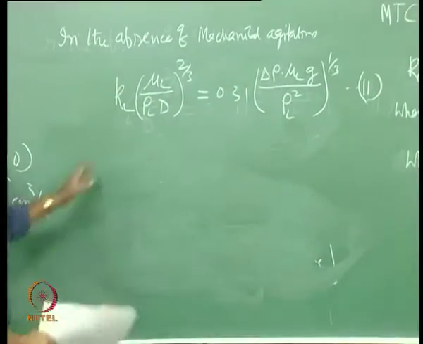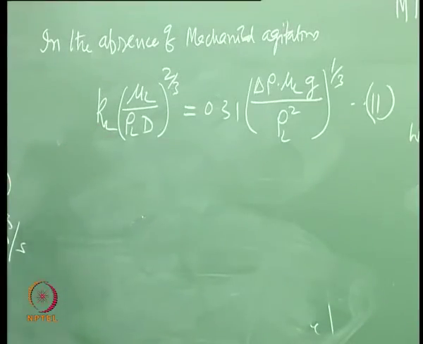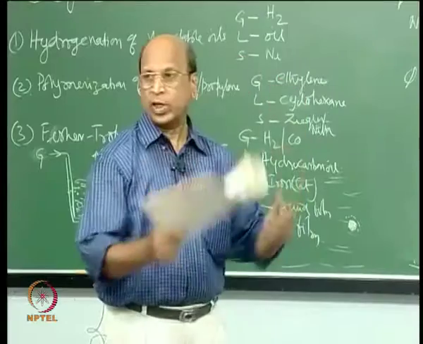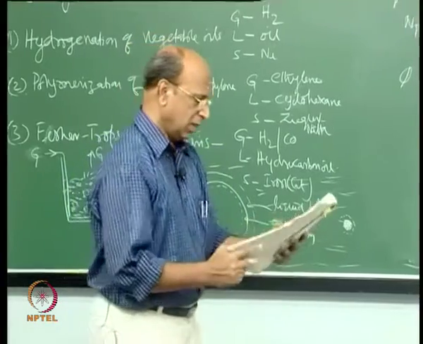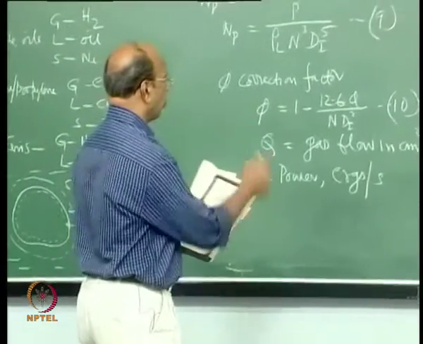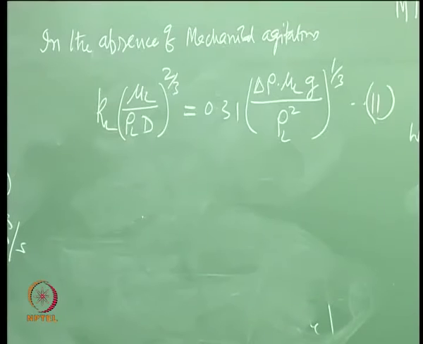This K_L can be used to find the mass transfer if you don't have mechanical agitation, if the bubbles are simply going with buoyancy. All the other things we know: rho_L, mu_L is the viscosity of the liquid, delta rho is the density difference, g we know, D is the diffusivity. Excellent. So that is the one for K_L.